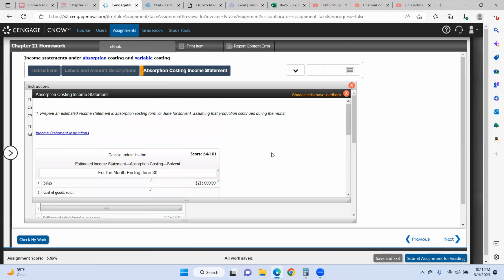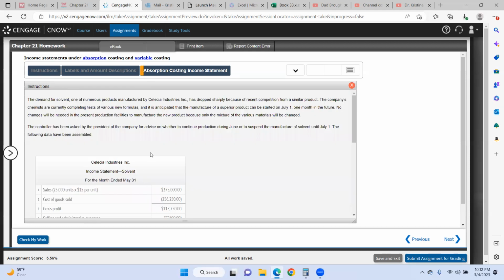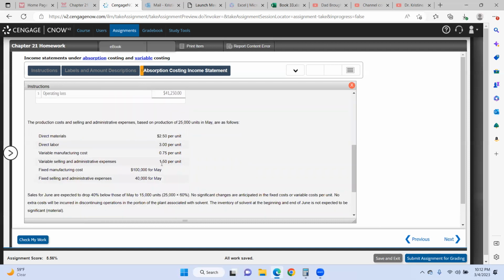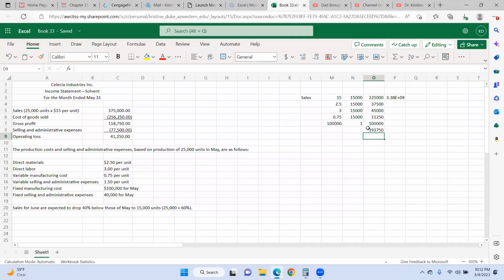Okay, so I'm going to come back up here and look at the instructions because I want to know what my variable selling and admin is. It's $1.50 per unit. I just need to know that. And did I put that in here? No, I did not. So let me go ahead and go 1.5 times 15,000. 22,500. Okay.